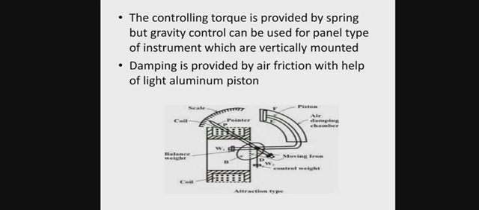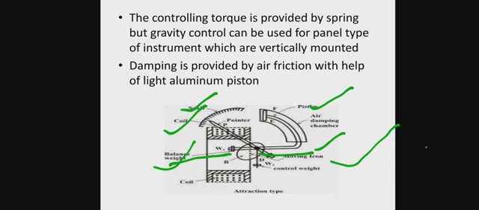In this figure, here is the piston and here is the coil and this is the scale. This is a balance weight attached to the spindle. This is the moving iron part. Then the counter control weight is controlled. This is the constructional diagram of an attraction type MI instrument.